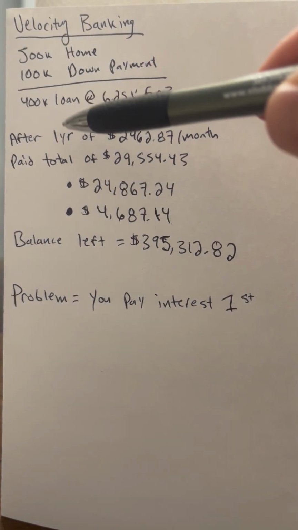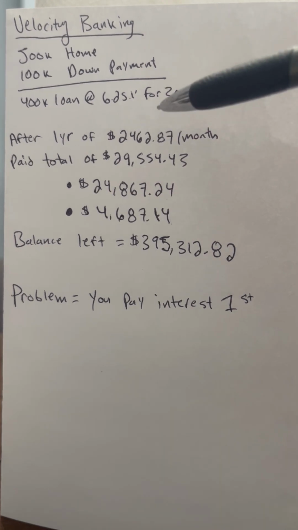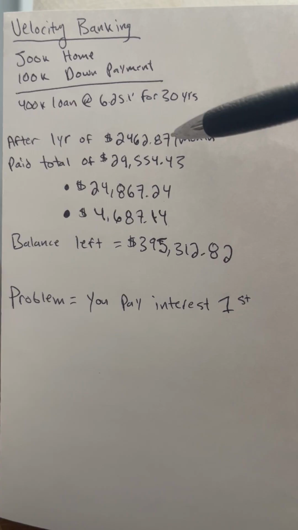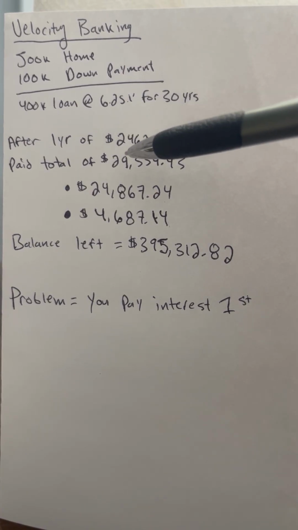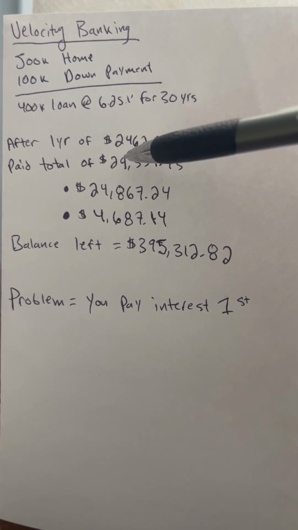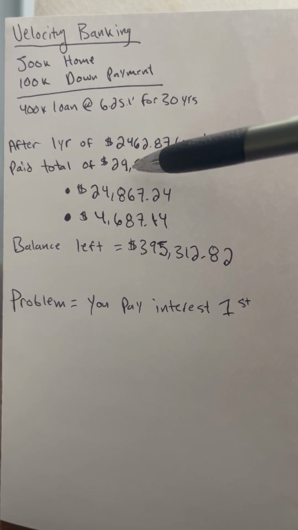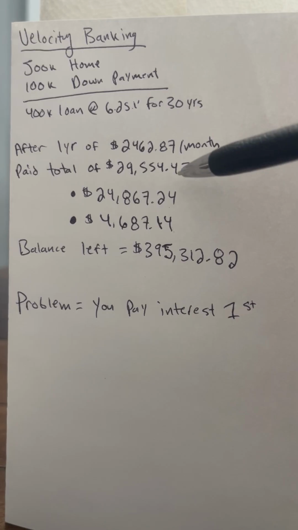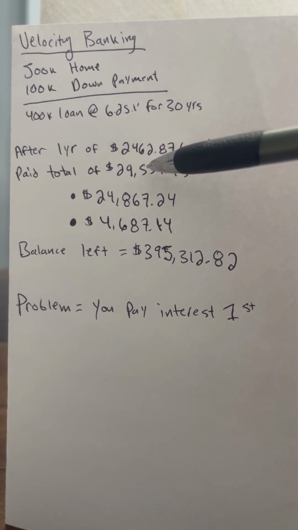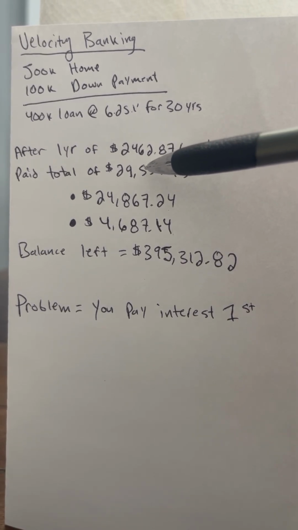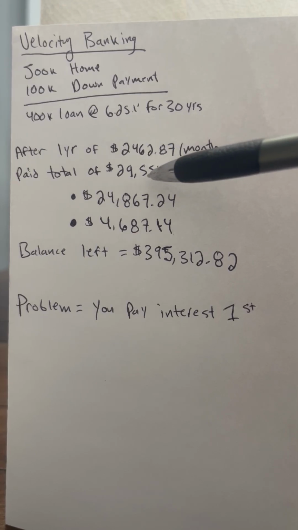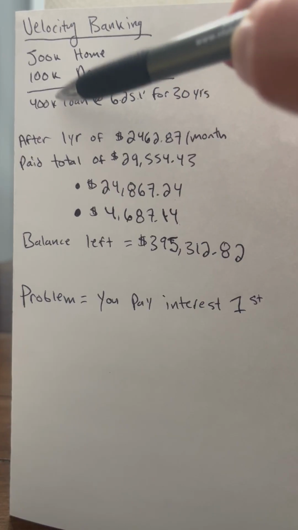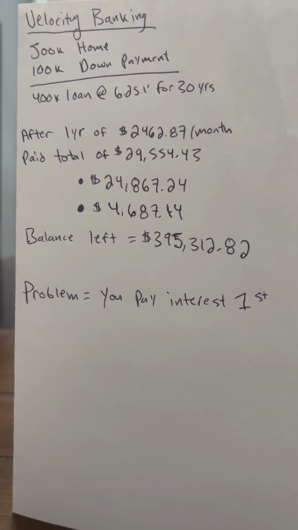And with this loan amount, the monthly payment would be $2,462.87. So after paying this loan for 12 months, this person has paid a total amount of $29,554.43. What would you think if you had paid a total of about $30,000 right here over 12 months? How much would you think you have left on your loan after year one?